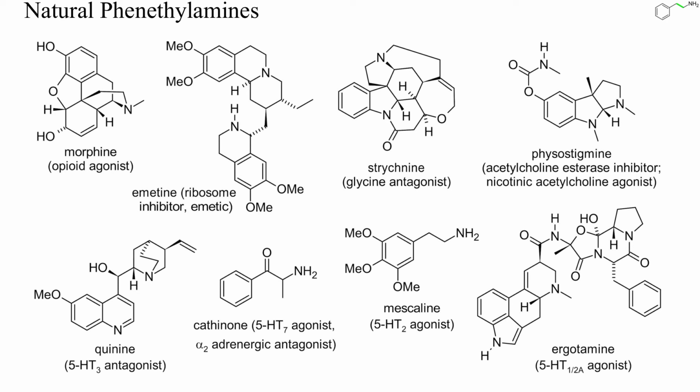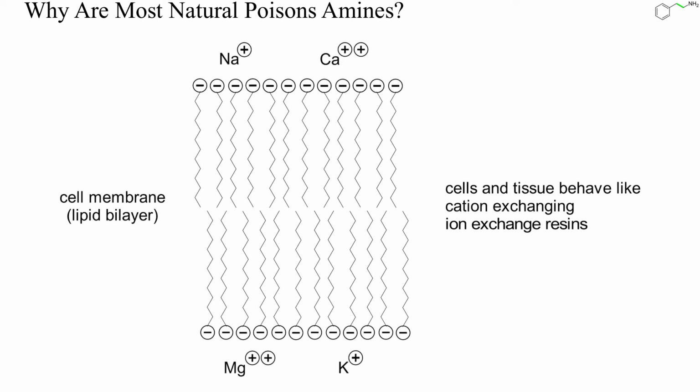These alkaloids often bind to the receptors of neurotransmitters and can thereby induce a feeling of discomfort or nausea and a conditioned taste aversion, that is, a strong dislike for the taste or even the smell of the plant. Higher doses of these compounds are usually deadly. So, why are most natural poisons amines?